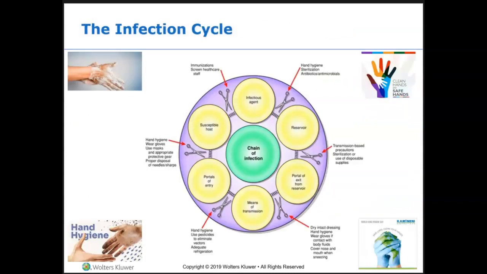It is demonstrated as a chain. The goal is to break the links of the chain to end the cycle. Please note in the picture above that the links of the chain can be broken at any stage by using hand hygiene, by wearing gloves, by using masks, by using the appropriate protective gear, by properly disposing of needles, by getting your immunizations, and the list goes on.